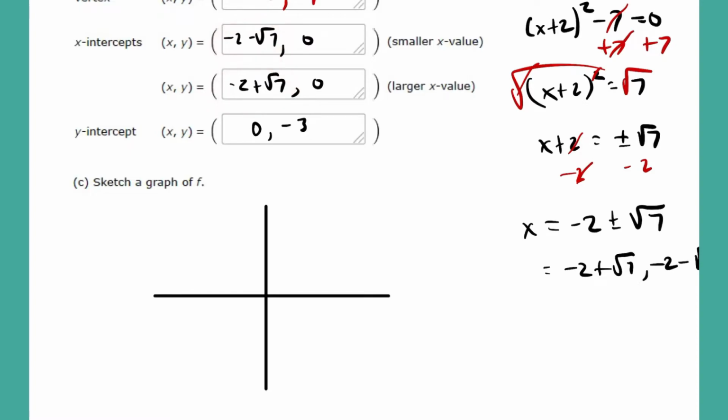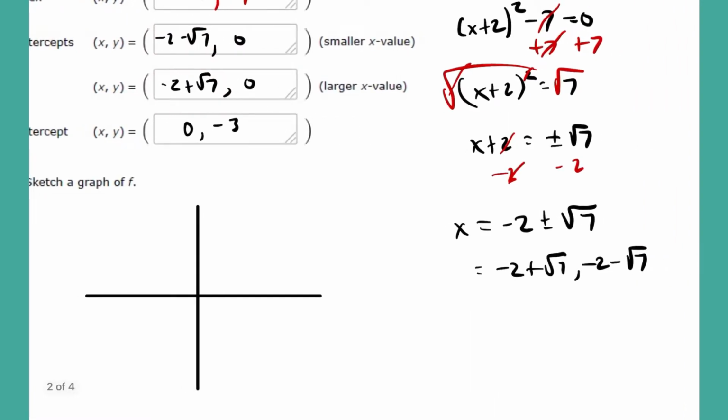I would recommend that you figure out what these are in decimal form so that you have an idea of where they should go on the x-axis. So I'm going to do that now. Convert those into decimals. So negative 2 minus radical 7 is going to be negative 4.6 approximately, and the other one's going to be positive 0.65 if you round.